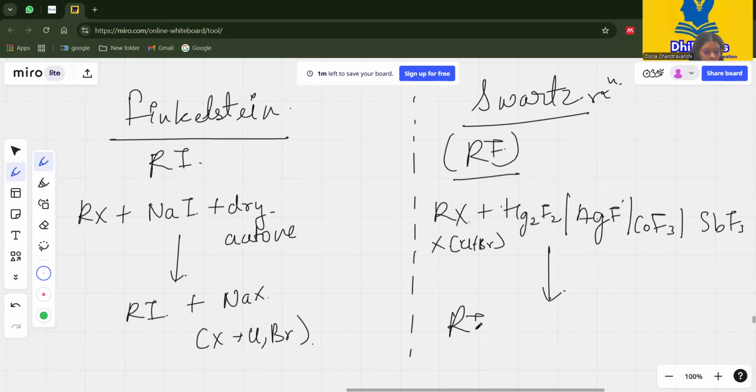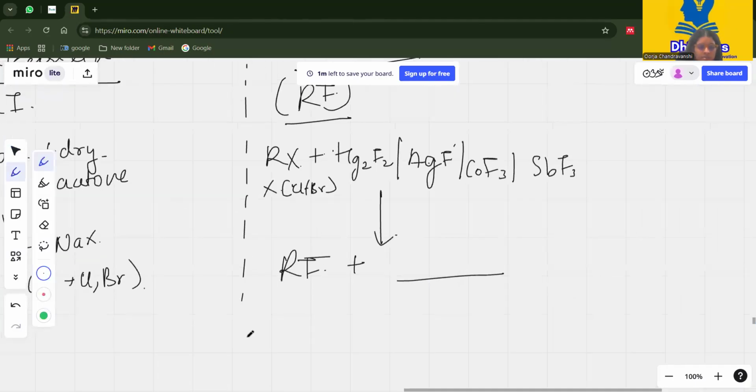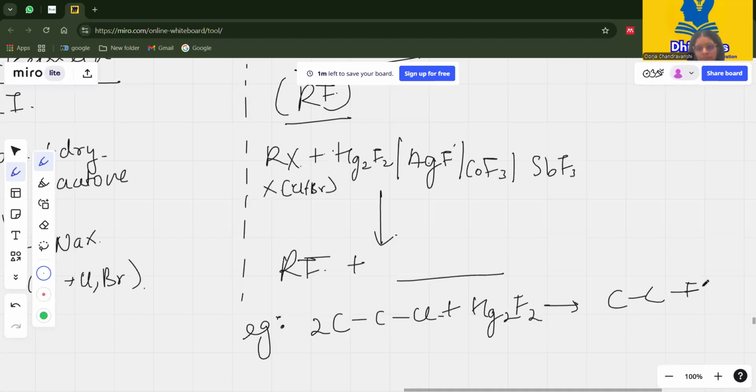So what will I get? RF plus whatever salt. So let's take an example in this case. Suppose I take C2H5Cl plus Hg2F2. That gives me Hg2Cl2 and plus fluoroethane. So that was the completion of preparation of alkyl halides.